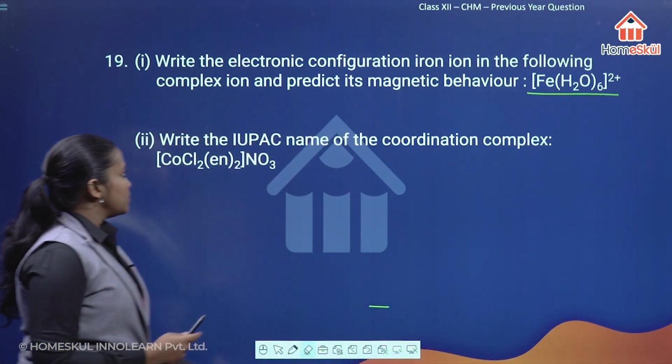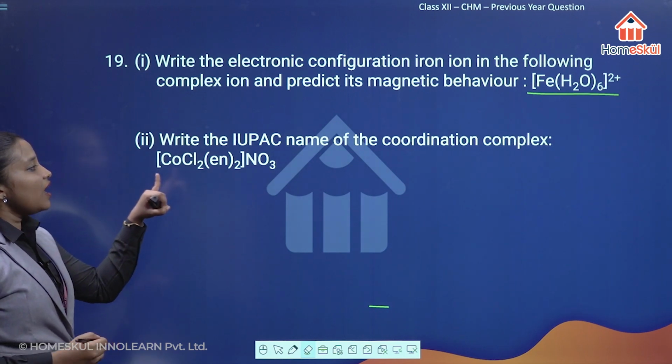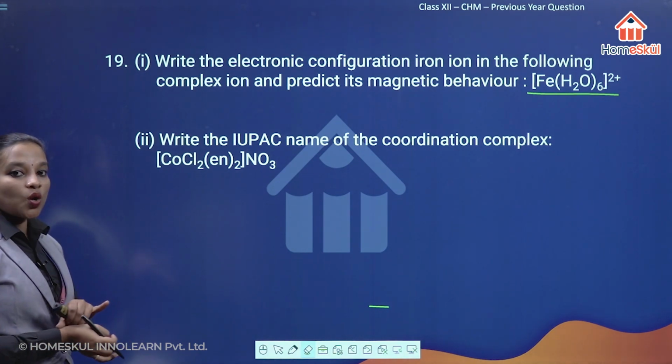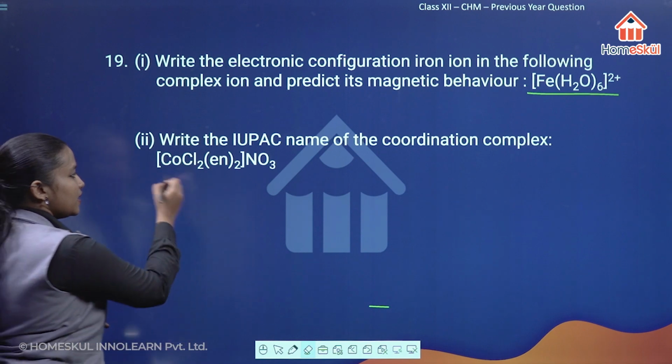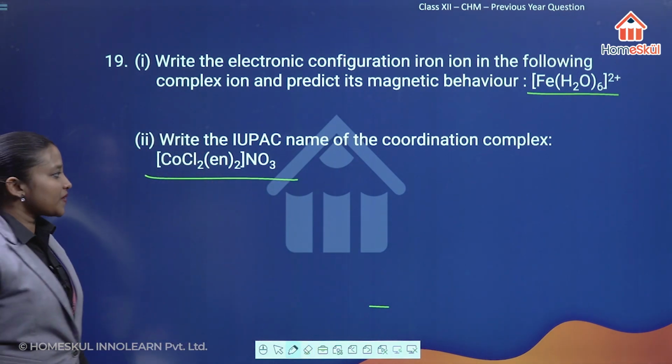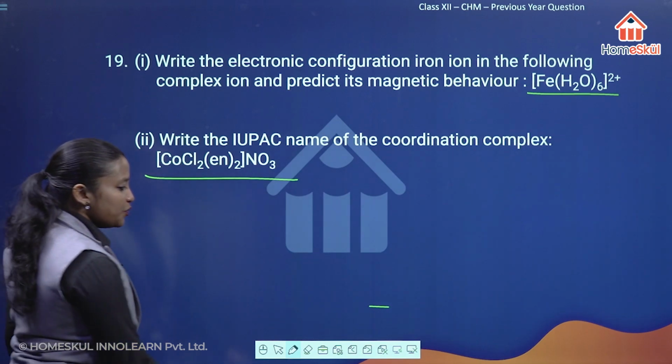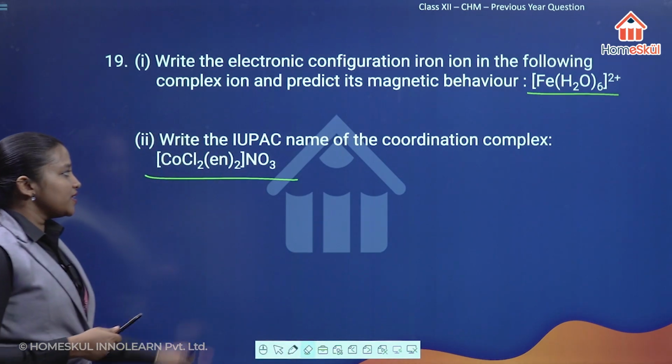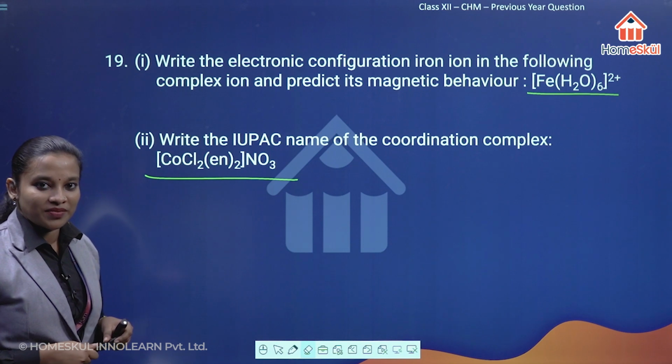Okay. Now, the second question: write the IUPAC name of the coordination complex. Here, we have a coordination complex, and we have to find the IUPAC name. Before moving on to the IUPAC name, we have to find what? Yes, the oxidation state of the central metal ion.